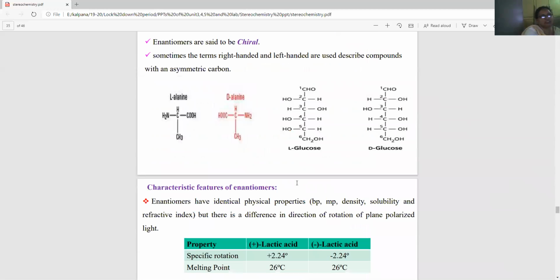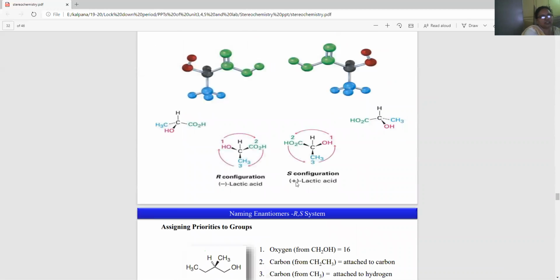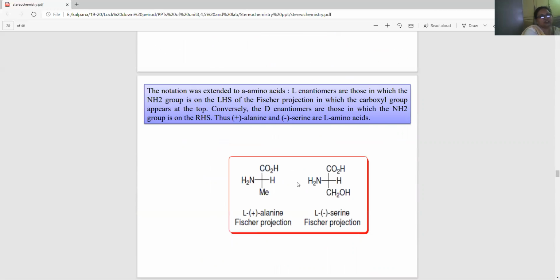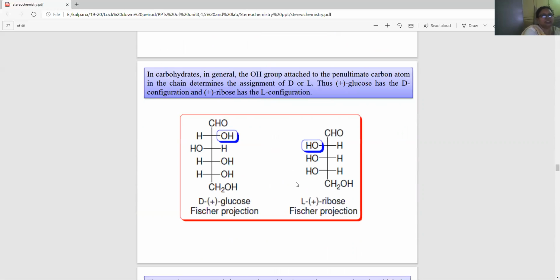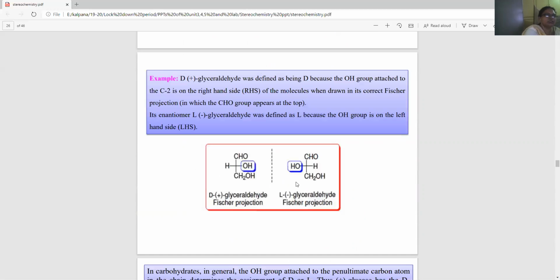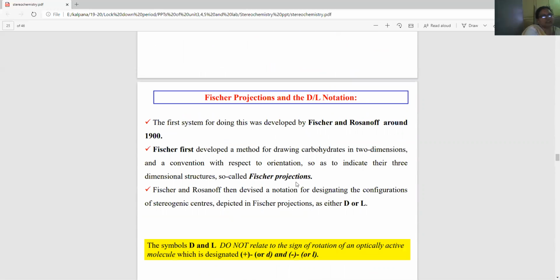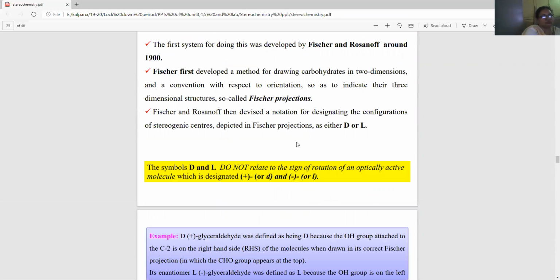And configurations, that is D and L, capital D, capital L, Fischer projection, that is relative configuration, then absolute configuration, capital R and capital S. Otherwise you can't invert the sequence rules. You have to remember.